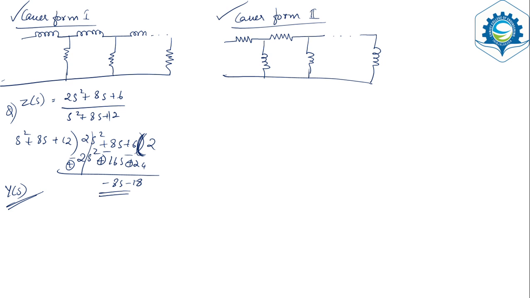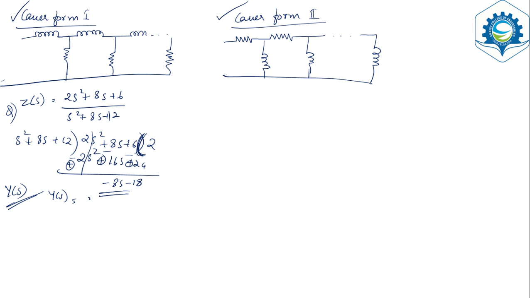What did we do in the Foster form? In the Foster form, when you got negative terms, you took Z(s) by s. In Foster form 2 also, if you get negative terms, you take Y(s) by s. Whereas in the Cauer form, in both the Cauer forms you are using Z(s), and if you are getting negative terms, then you have to take Y(s).